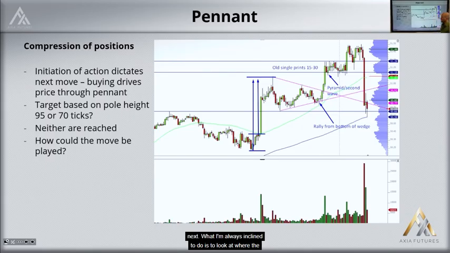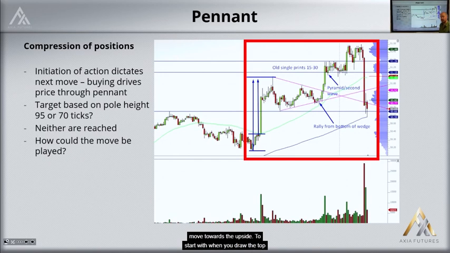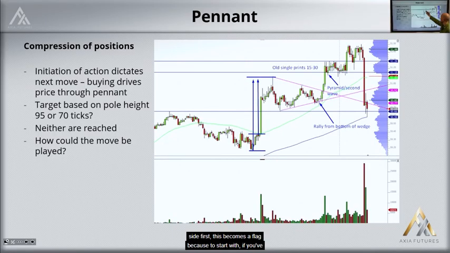What I'm always inclined to do is to look at where the market can get to. I'll talk about this in a moment. So once this pennant forms, you've had the first directional move. So your bias immediately as this pennant is forming is that this is potentially a move towards the upside. To start with, when you draw the top side of the pennant, because ultimately you will draw the top side first, this becomes a flag, because to start with, you've had a move higher. This could well be a flag. Once the higher lows come in, then you can start to see that this is developing more of a pennant shape. So this could be an either directional break.